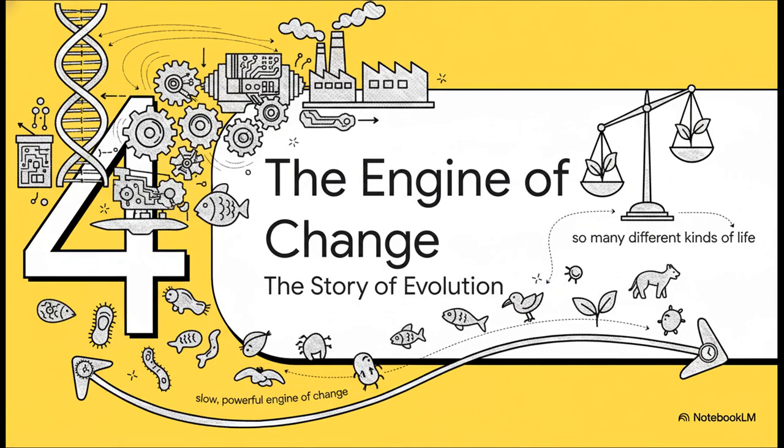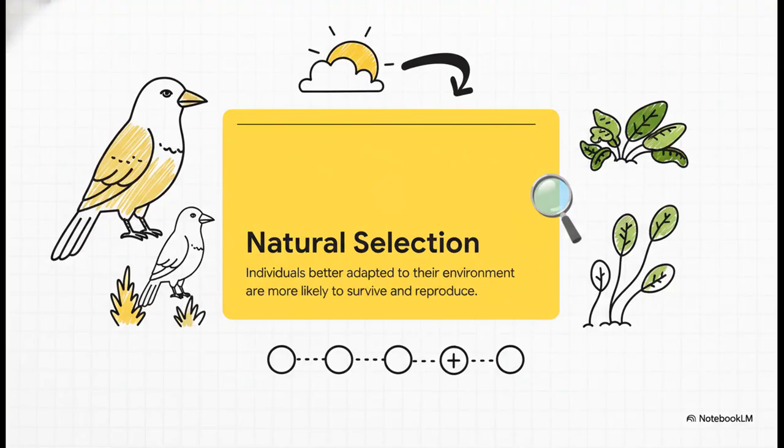Okay, so we've got the blueprint, the factory, and the balancing act, but that still doesn't explain the mind-boggling diversity of life, does it? How did we get so many different kinds of organisms? The answer lies in this slow, incredibly powerful engine of change that's been running for billions of years. And that engine is called natural selection. Charles Darwin's famous idea is actually really simple. In any environment, some individuals are just naturally a little better suited to survive than others. And because they're a better fit, they're more likely to live long enough to have offspring and pass on the very traits that help them succeed in the first place.